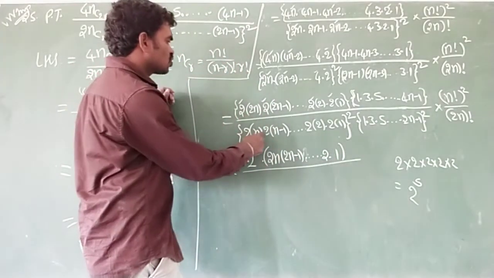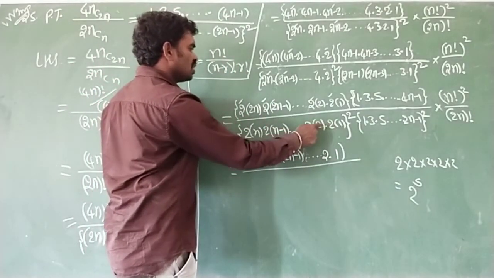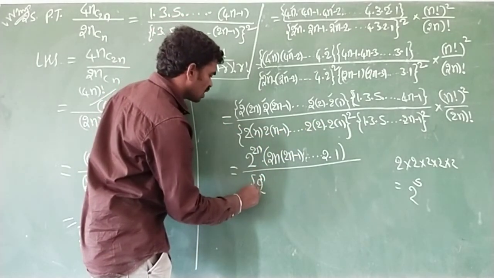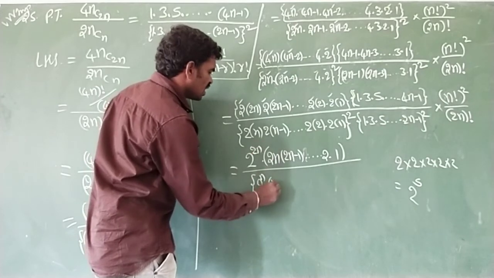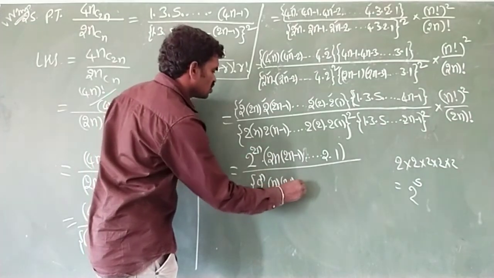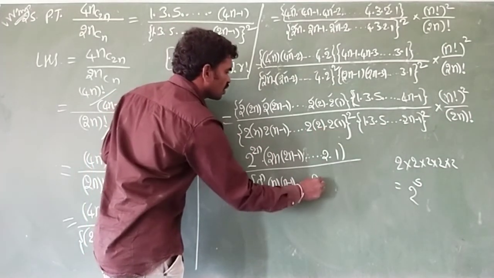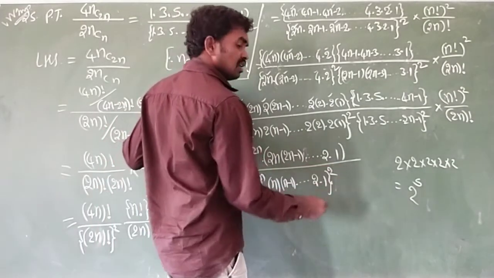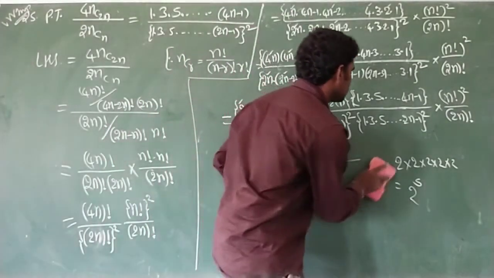Here also 2, 2, 2, 2. How many terms? 1, 2, n minus 1, n. N terms are there. So 2 power n terms are there. And remaining n into n minus 1 into so and so, 2 into 1. And it has a whole square. Completed. I am just removing this.